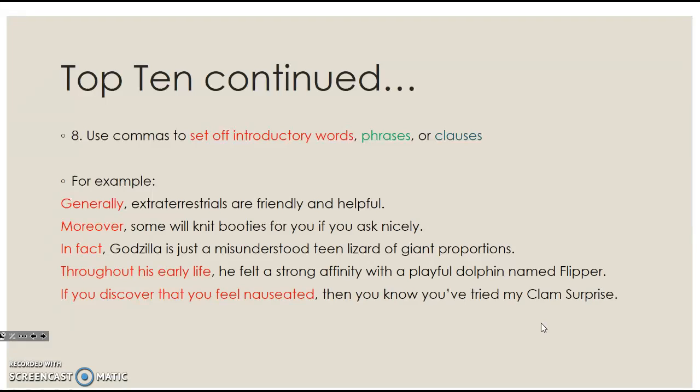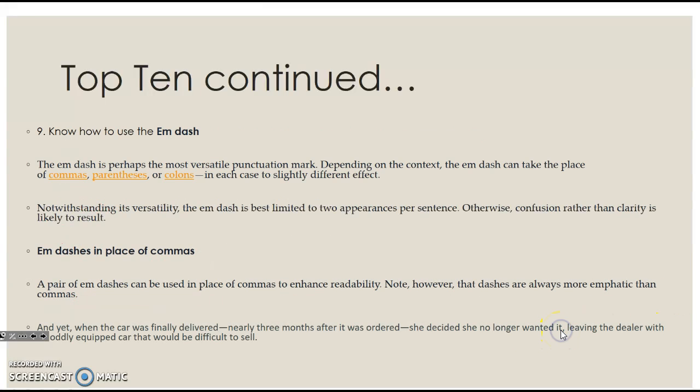And then you can have introductory clauses. Throughout his early life, comma, he felt a strong affinity with a playful dolphin named Flipper. Okay, so that is correct. So really we would call that a complex sentence because you have an independent clause, he felt a strong affinity, and then throughout his early life here you have a dependent clause. If you discover that you feel nauseated, comma, then you know you've tried my clam surprise. All right, again, you have an introductory clause here. You put your comma after that introductory clause, and that is correct. Okay, so you would evaluate that in your paper.